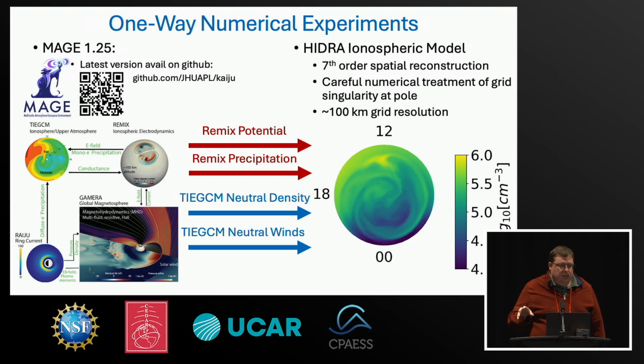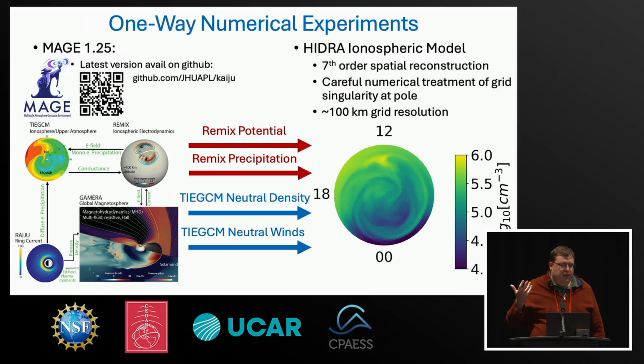So I'm going to run a MAGE simulation, and then I'm going to take the potential from Remix, the electron precipitation from Remix, the neutral densities from TIE GCM, and the neutral winds from TIE GCM, and take them all as inputs into the HYDRA model.